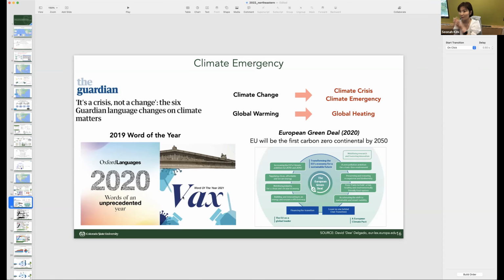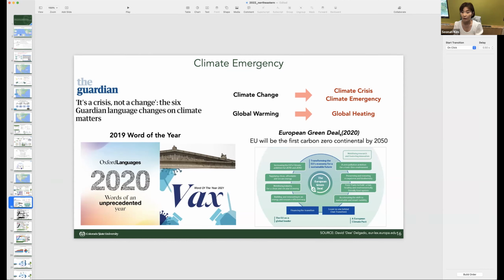Of course, for your reference, in 2020 they chose "unprecedented" as the word of the year. And 2021 is "facts", you know why, right? But anyway, the climate emergency is a really important issue these days.